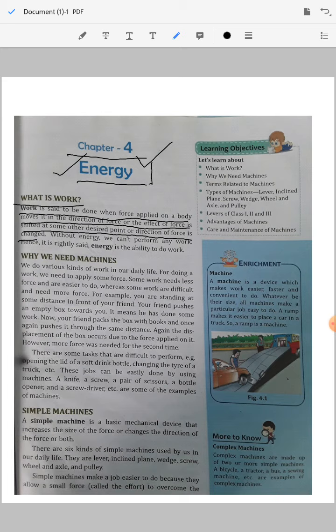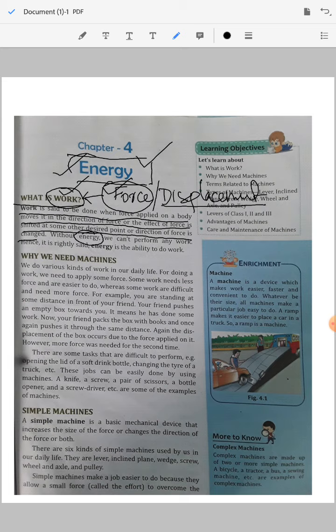So work is done only when two things are happening on the body. Number one, when there is force, and number two, when there is displacement. So force should be there to do some work, and the force that you are applying on that body should make some displacement, means it should move. Okay, it should move. So that is the time when you say work is done, or you are doing some work.